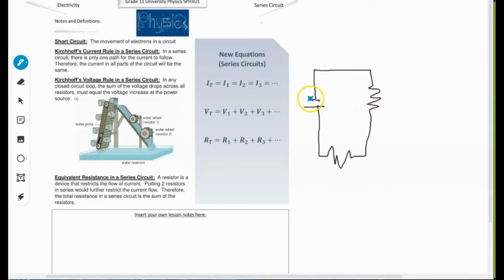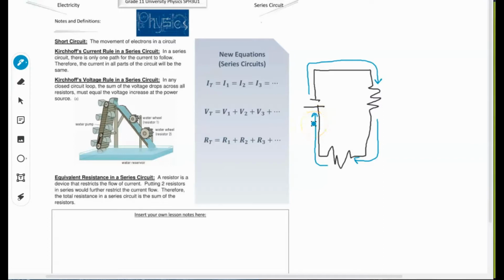Now, if we were to have, say, a bunch of electrons moving through here, every single electron would go through the first resistor, every single electron would go through the second resistor, and they would all come back. It's a series circuit, so there's only one path for them to take.